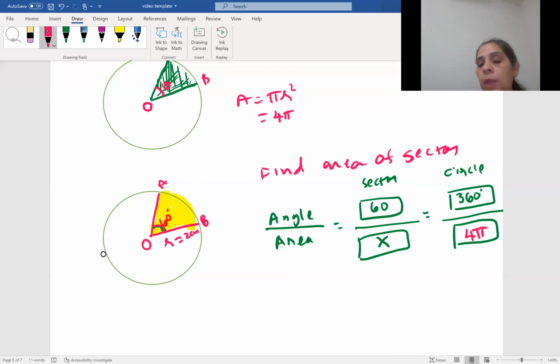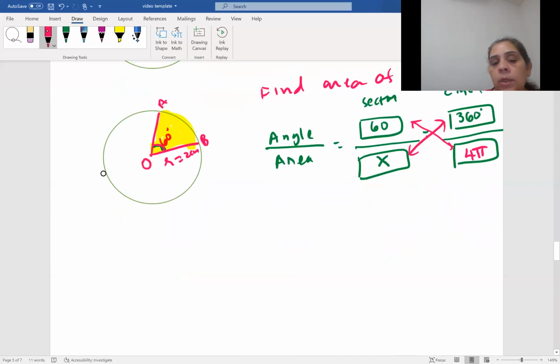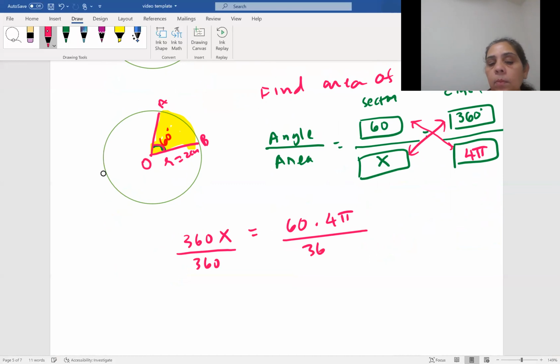So now we can just do cross multiplication. So let's see, we have 360 degree times x equals 60 times 4 pi. And then you can divide by 360. So you can cancel this. You can reduce 60 and 360. So cancel zeros, and 6 and 36. 6 times 6 is 36. So now what is left over is 4 pi over 6. Still we can reduce by 2. It will become 2 pi over 3.